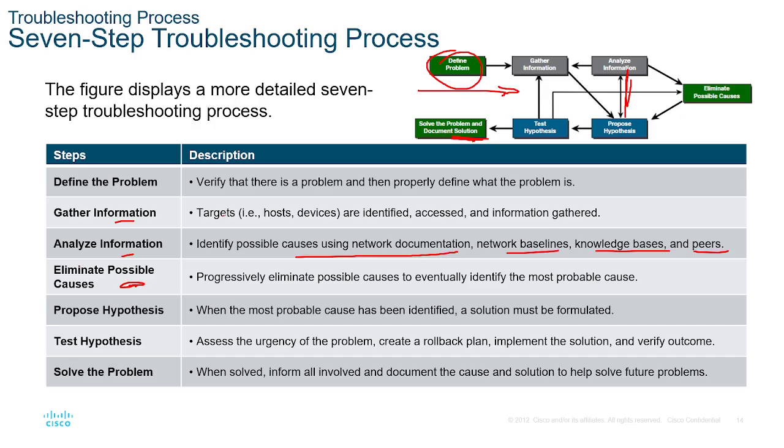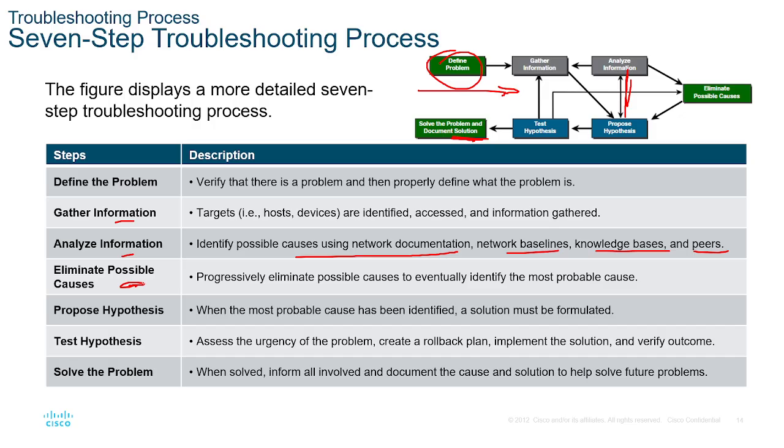Now analyze the information that you have. Identify possible causes using the network documentation, network baseline, knowledge base, your knowledge of course, and peers. Eliminate the possible causes. Sometimes you may see that the switch is not working. However, this router has no role when the switch is not working, so I will just remove this router out of my list.